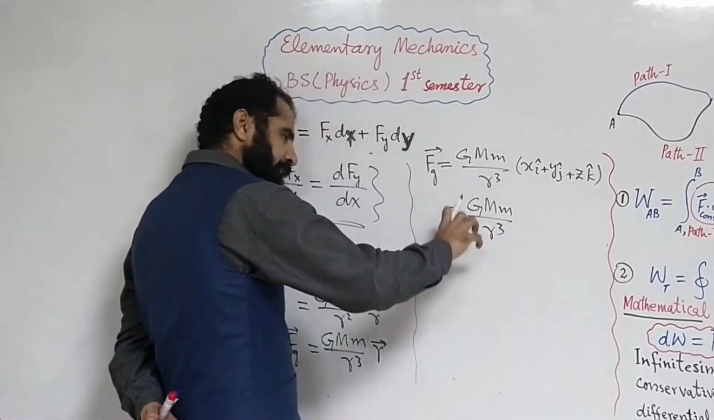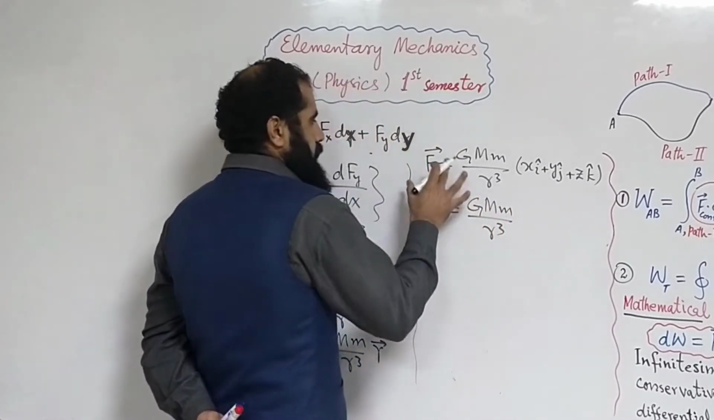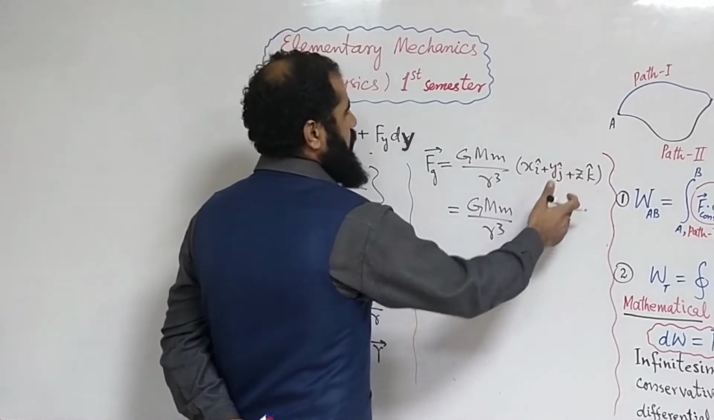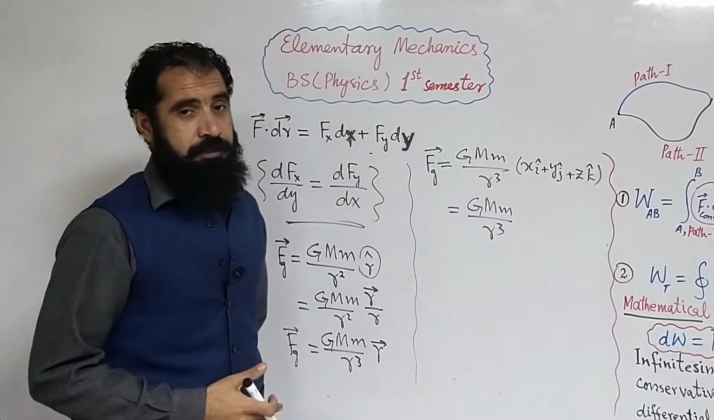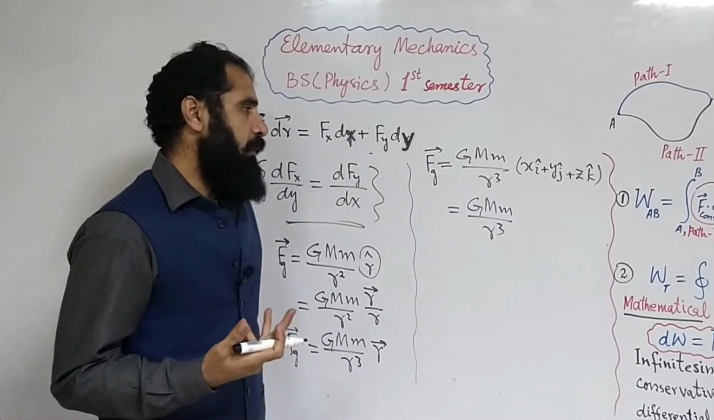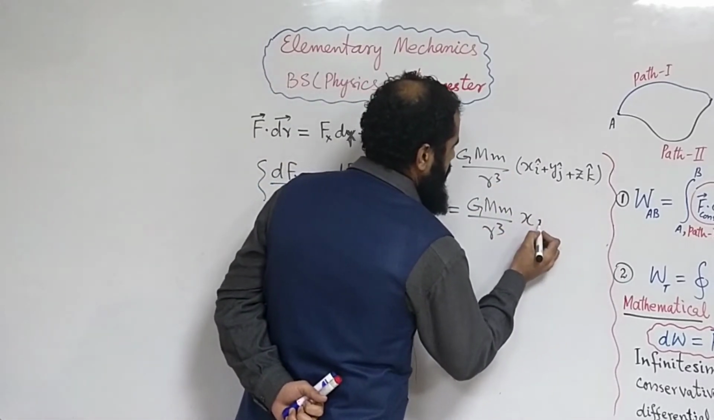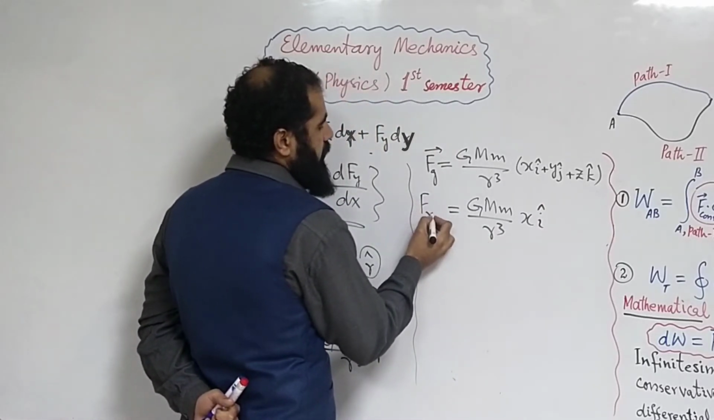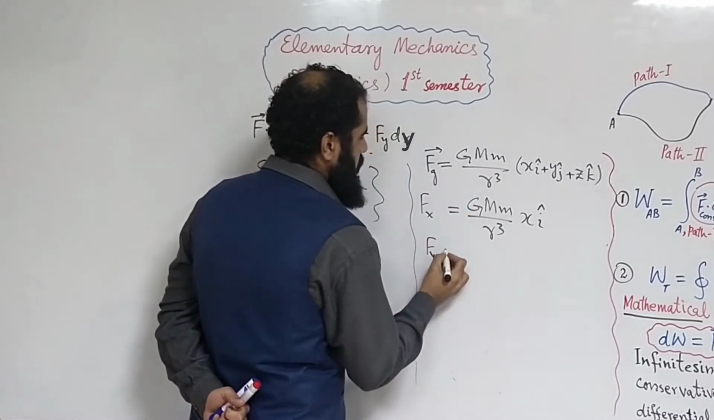This is the magnitude of the total vector, and it is associated with every component of that vector. If the force is a three-dimensional vector, it would have three components. In one I would write x i.